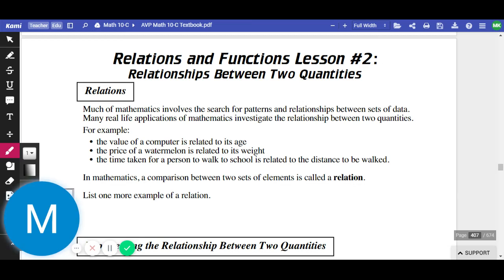We call relations and functions. A relation is just a comparison or some sort of connection between two things. And in math, we just call it a relation. Don't know why, that's just the definition of it. So there's a few examples right here of different relations.